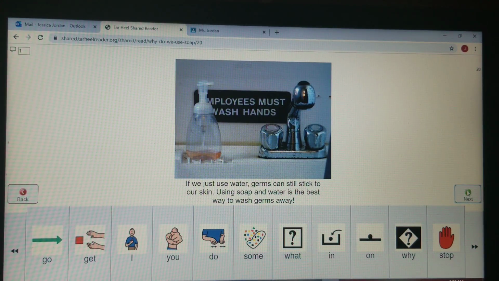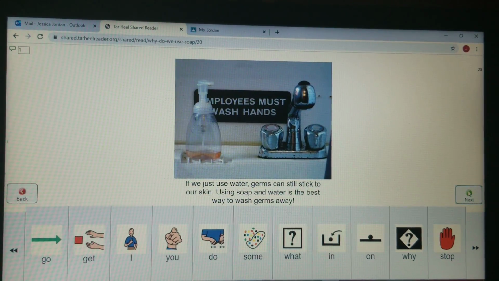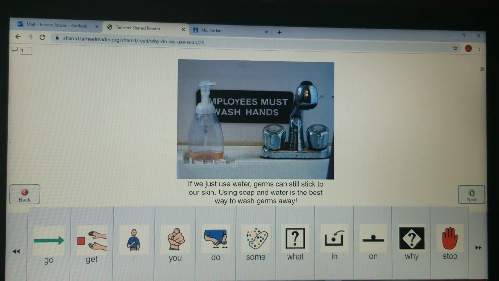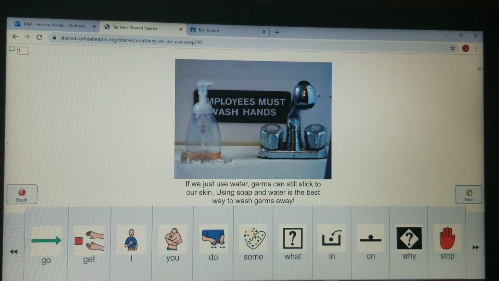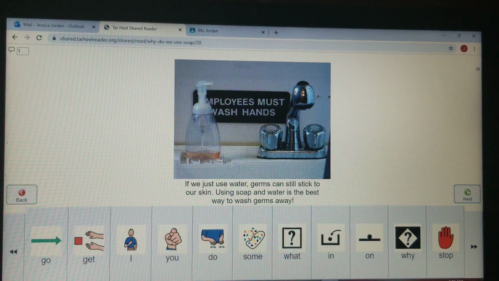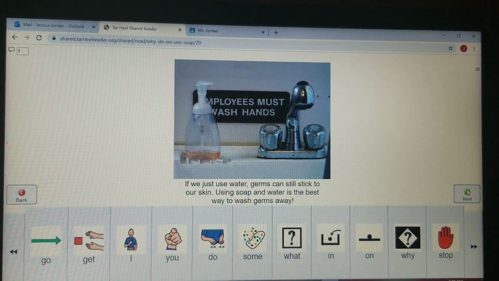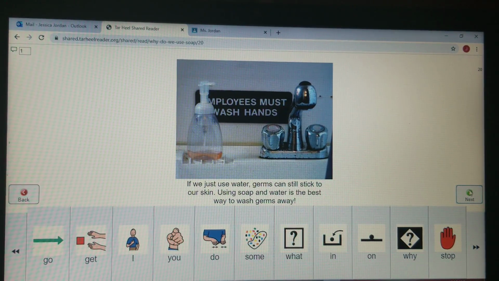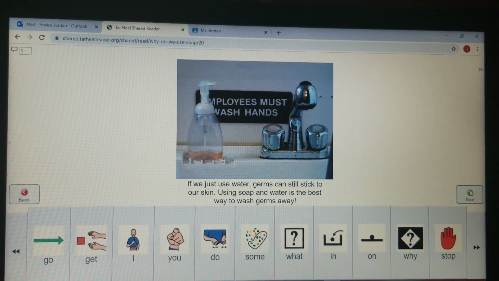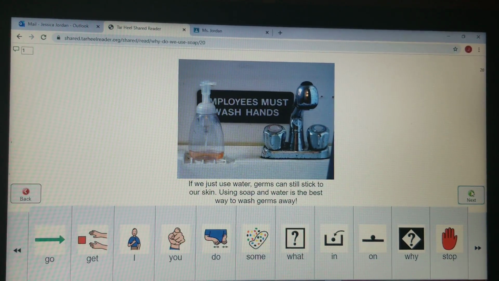If we just use water, germs can stick to our skin. Using soap and water is the best way for you to wash those germs away. Tell them to go away. We do not want them. We want them to stop. So if we just use water, germs can still stick to our skin. So using soap and water is the best way to make those germs go away.